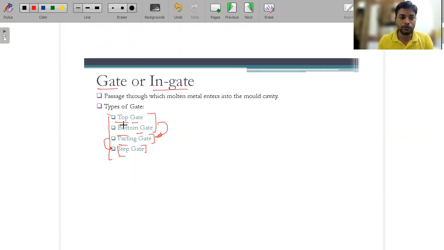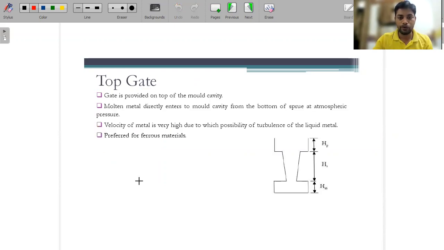So today I will try to finish the top gate, and in the next class we'll discuss the bottom gate. Okay guys, because it's a design, we have to consider time calculation. So top gate is okay. This is a general design I'm considering, meaning general elements.